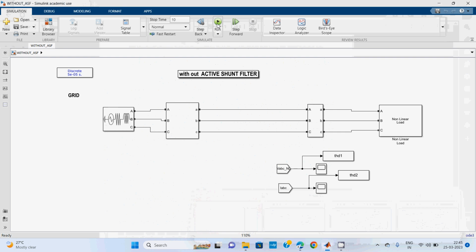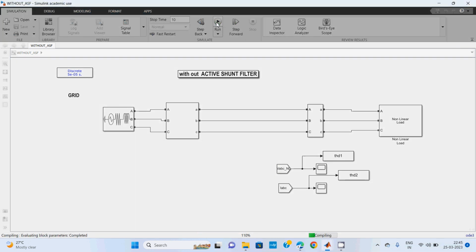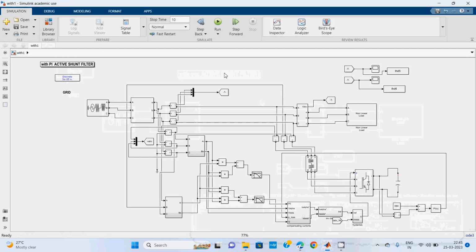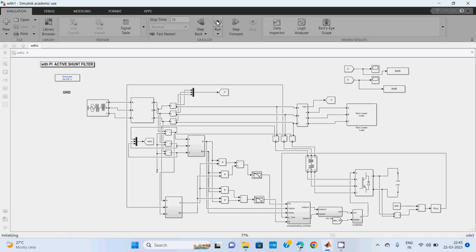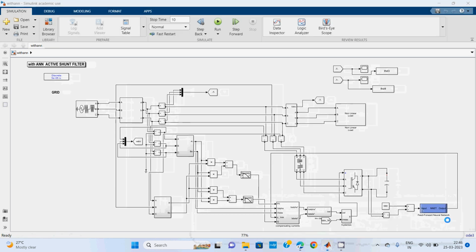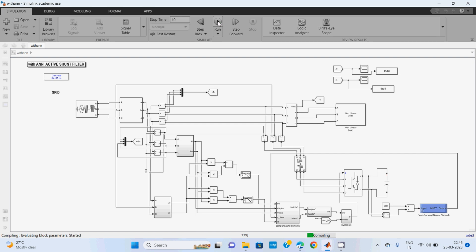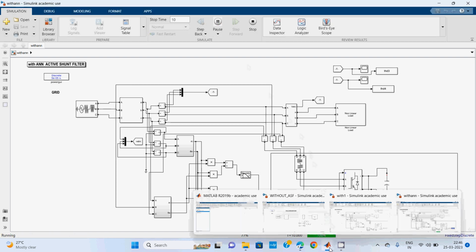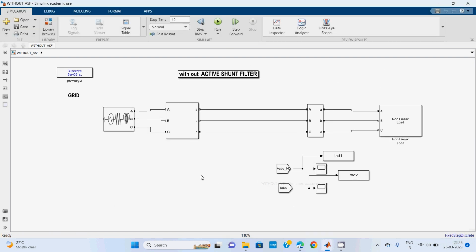So, initially I run the models. In this paper, we mainly focus on the active shunt filter. Initially we need to take a look at the situation without using any shunt active filter. What are the receiving end voltages and currents? I will show you here.